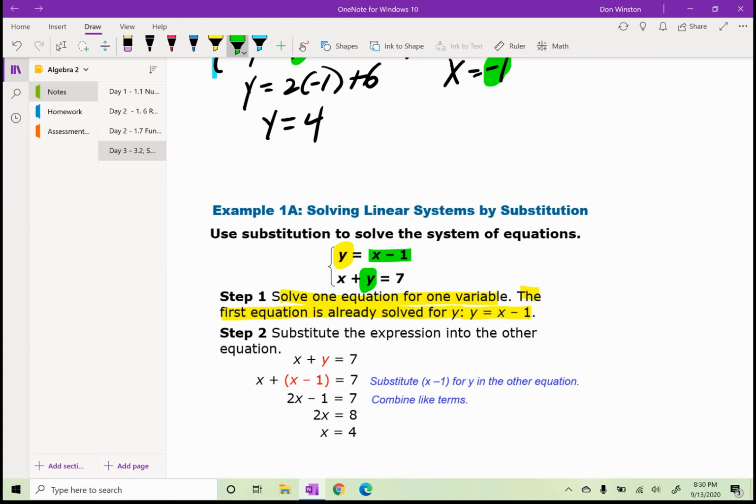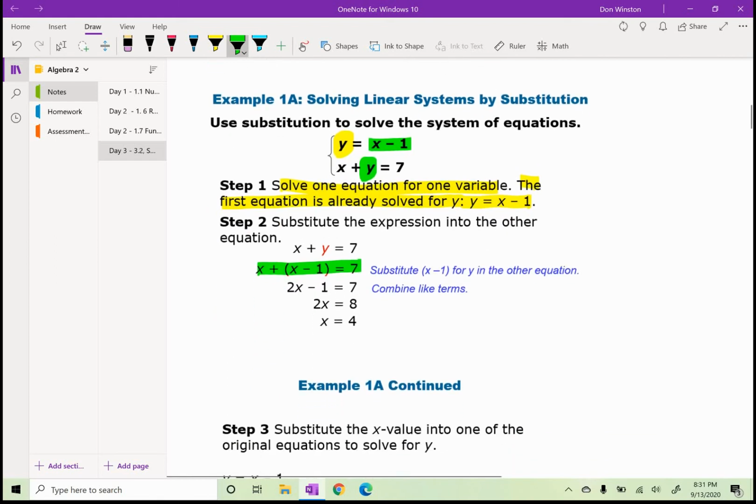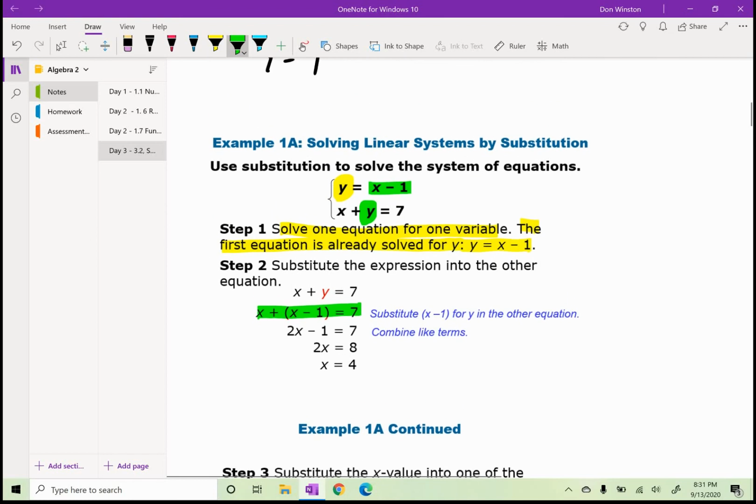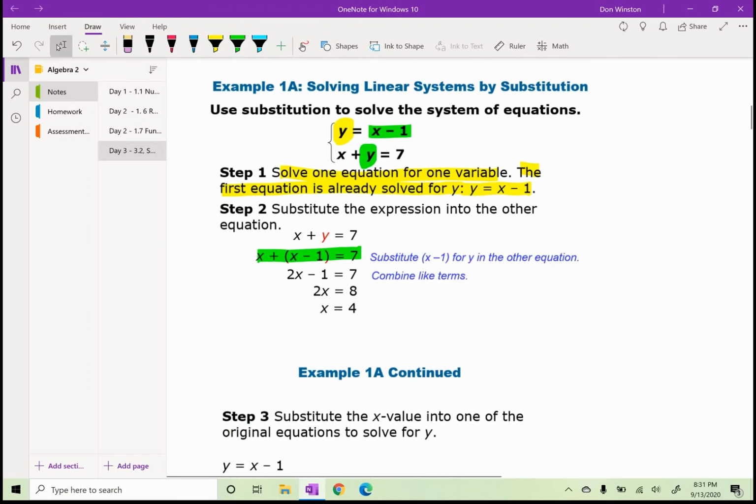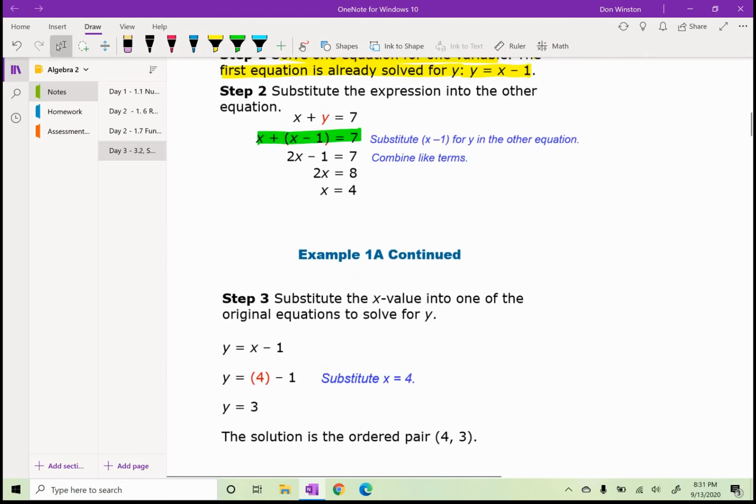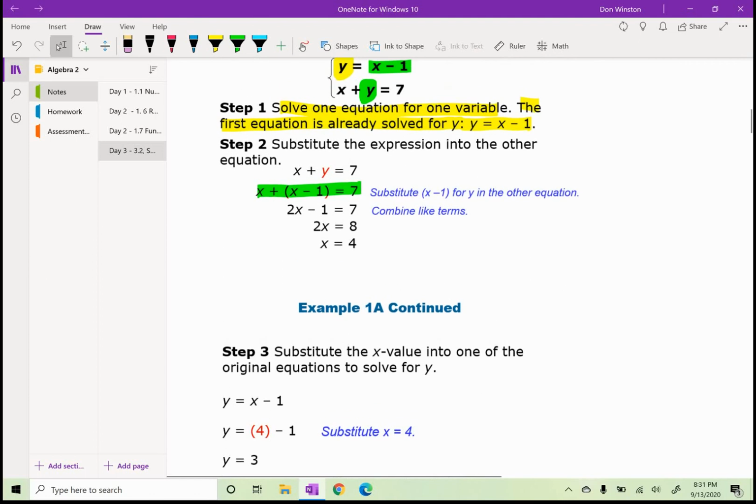Okay, so we had x plus y is equal to 7. Then we substitute what y is, which is x minus 1. We combine our like terms. X plus x is 2x, so we have 2x minus 1. Then we add 1, we get 8, and divide by 2, we get 4. So substitute the value of x. So we solve it and we got x is equal to 4. That much we know so far.